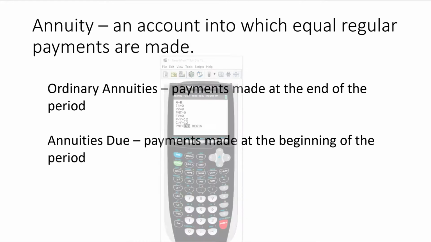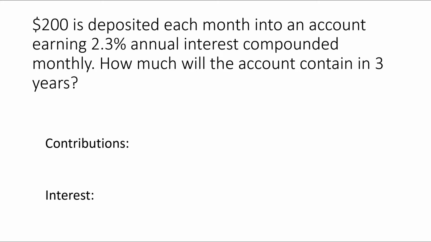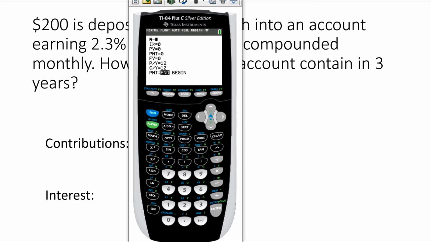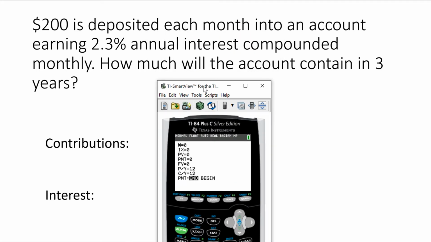All right, so those are the two types of annuities we're going to look at. Let's look at some examples. $200 is deposited each month into an account earning 2.3% annual interest compounded monthly. We want to know how much the account will contain in 3 years. Let's get our calculator out. We're also going to solve later on for the contributions and the interest.